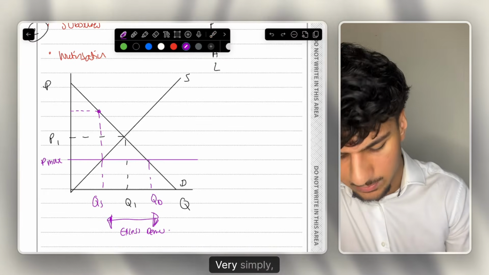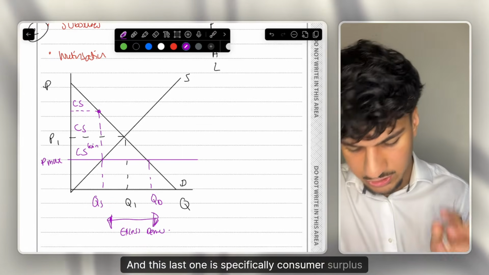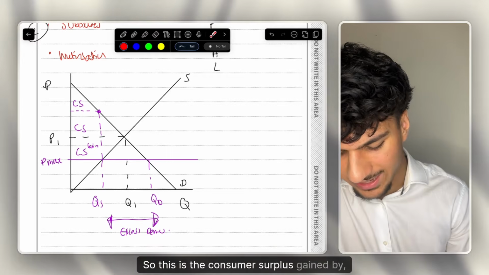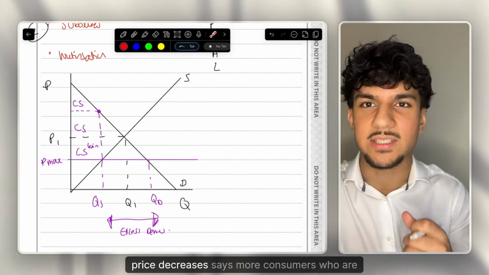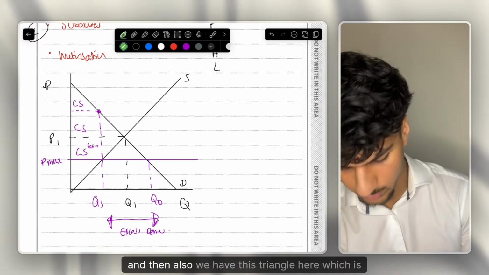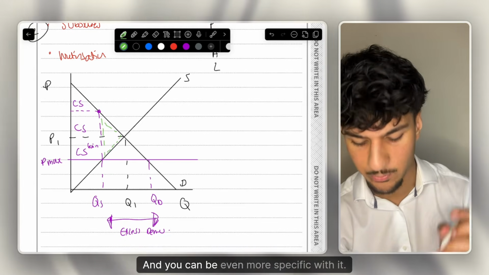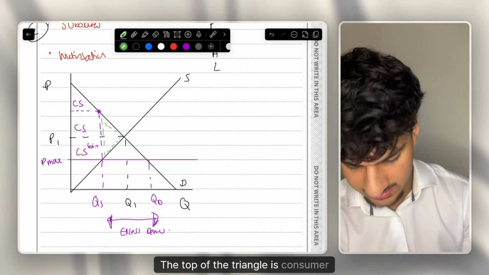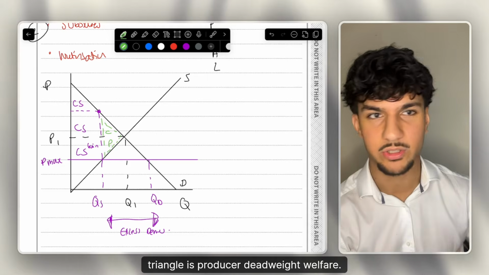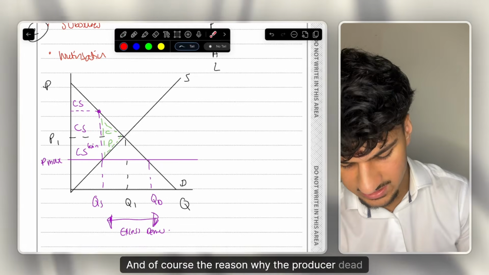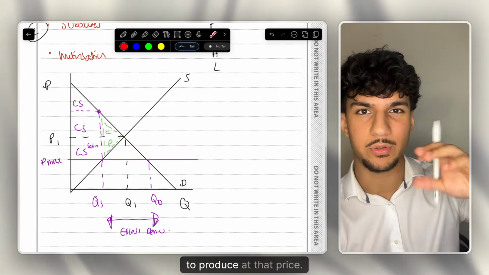Now, what do these represent? Very simply, all these 3 are just consumer surplus, and this last one is specifically consumer surplus gain. So this is the consumer surplus gained by setting a maximum price. Why? Of course, since the price decreases, there's more consumers who are willing and able to buy. And then also we have this triangle here, which is a complete triangle of deadweight loss. And you can be even more specific with it. The top of the triangle is consumer deadweight welfare loss, and the bottom of the triangle is producer deadweight welfare loss. And of course, the reason why the producer deadweight welfare loss happens is since there's a lower price, there's less producers who are willing and able to produce at that price.